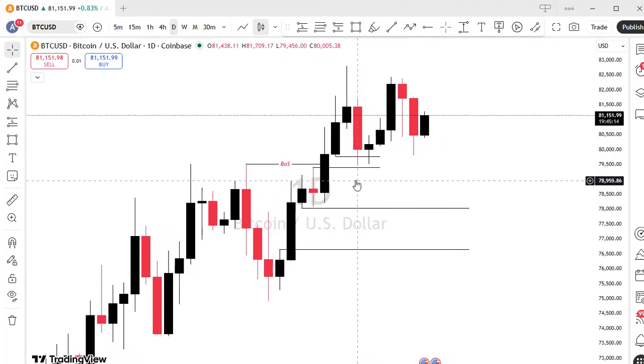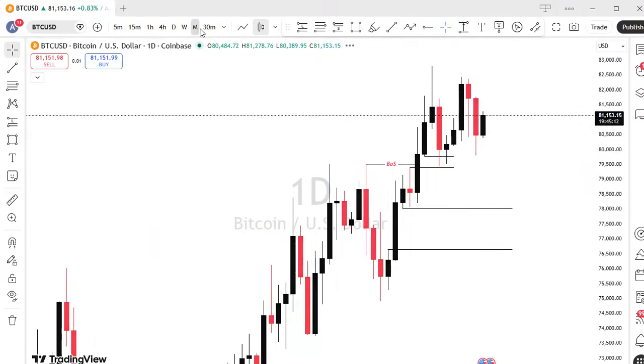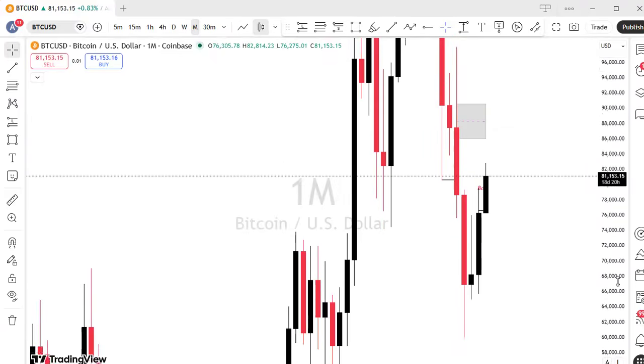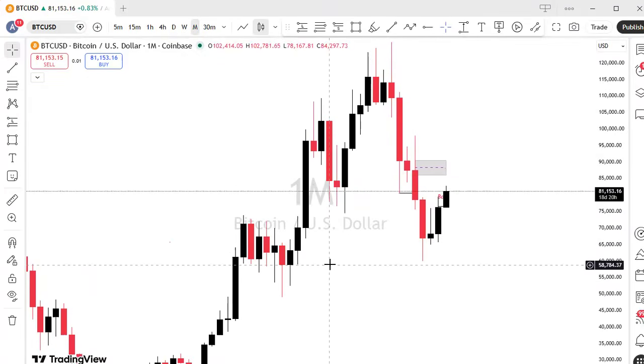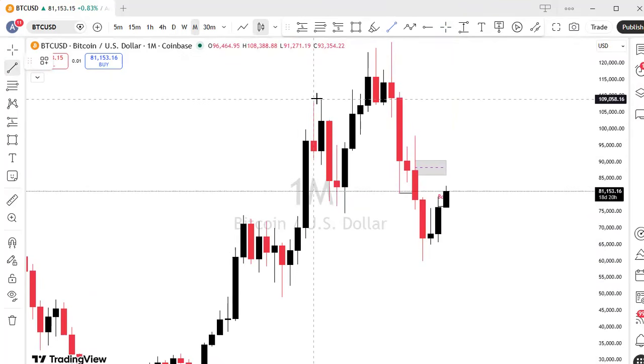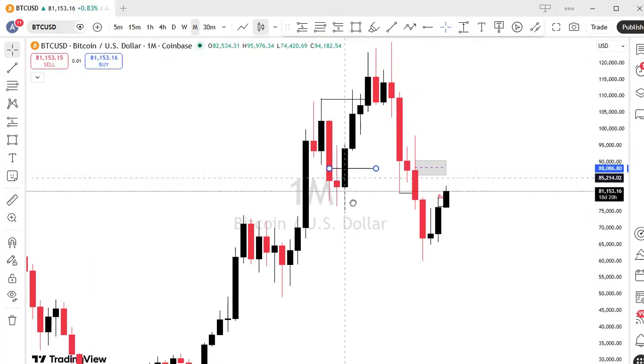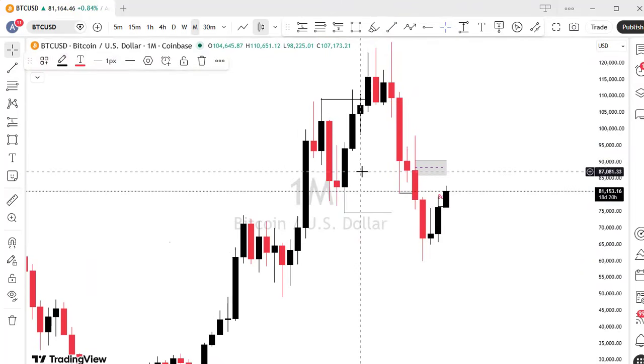Here we are on a daily time frame. Just for a quick view, let's start from the monthly time frame. What do we see here? We can see very clearly that this was the last bullish break of structure, the upside, which led to a change of character to the downside.